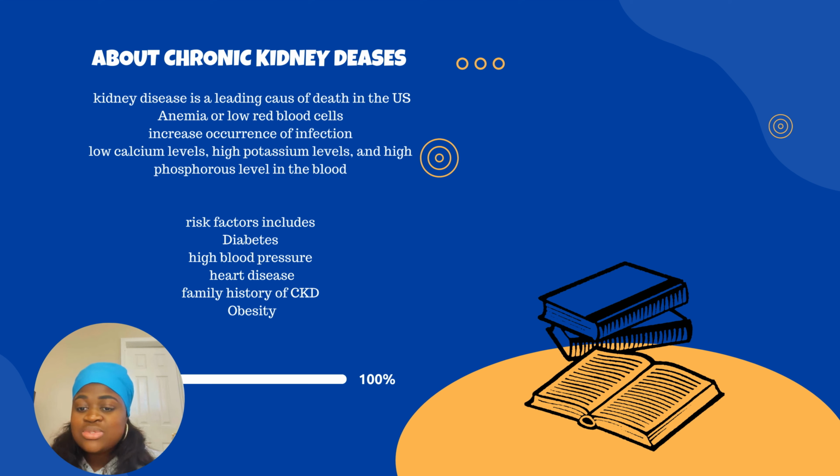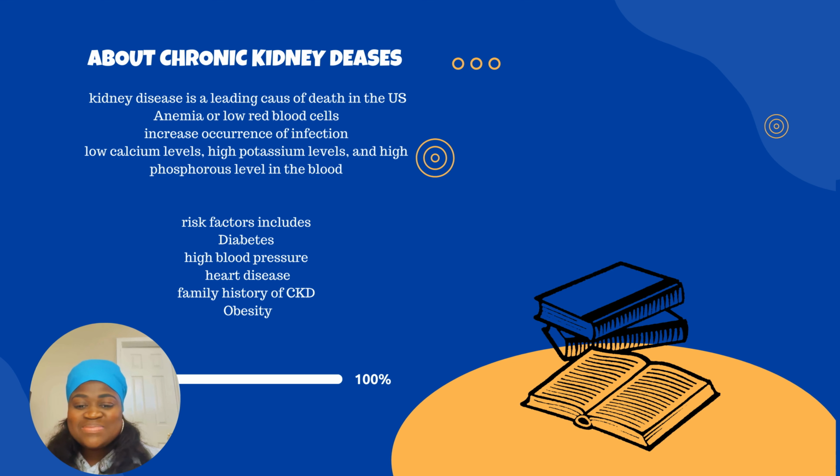Risk factors include diabetes, high blood pressure, heart disease, family history of chronic kidney disease, and obesity. Okay, so yay, 100%. You're at 100%. You passed.